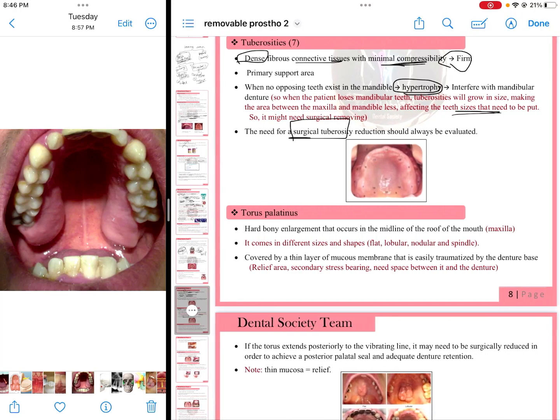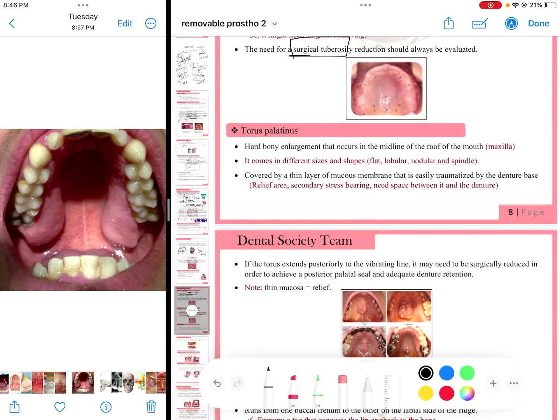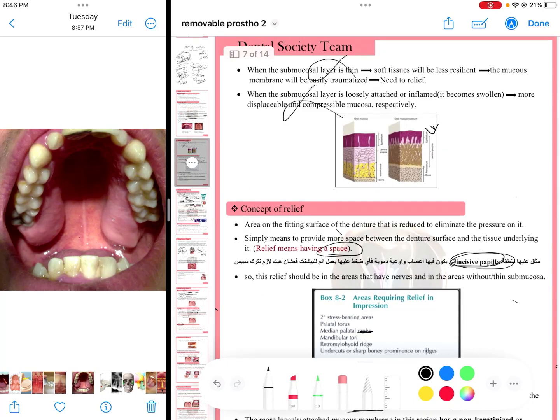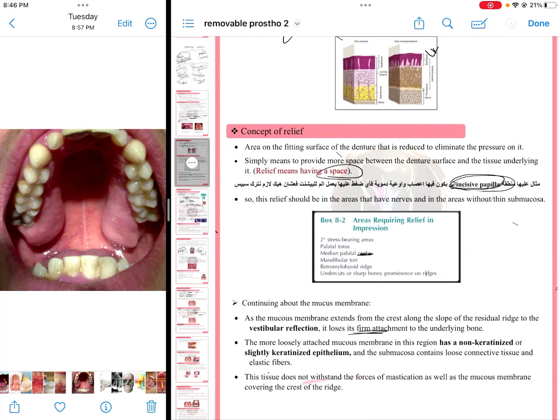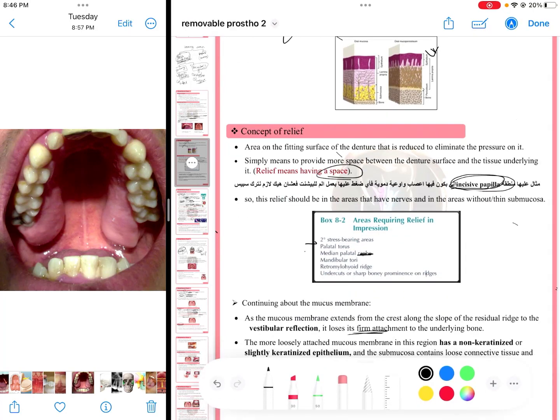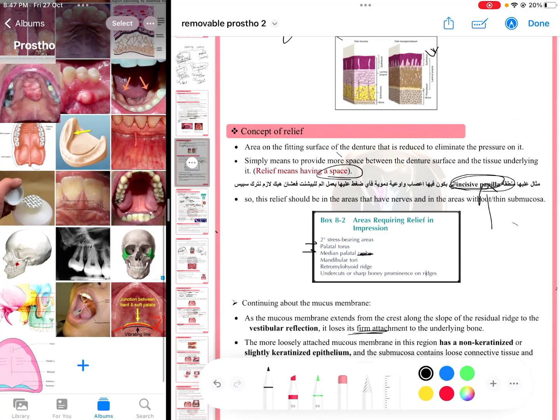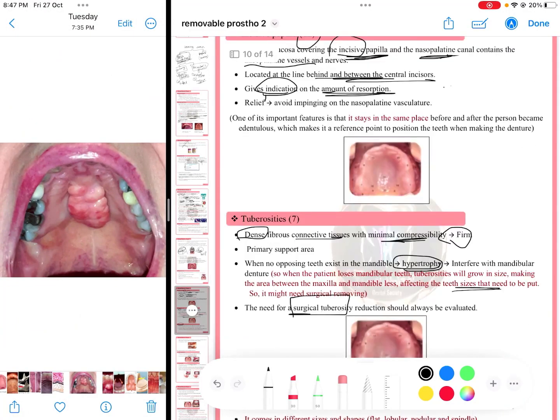Now we have the torus palatinus. We talked about the torus palatinus. It's something that we need to do relief for, right? We talked about it here in the relief part. We need to do relief for the palatal torus, the median palatine raphe and the incisive papilla, all of them need relief. So this is the torus palatinus, and we will talk about it now.